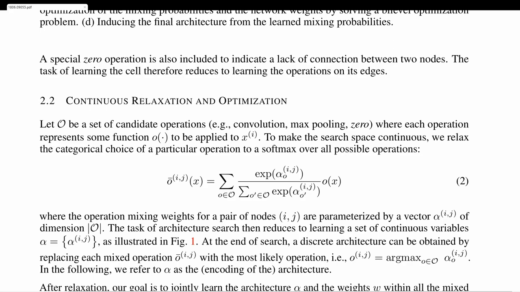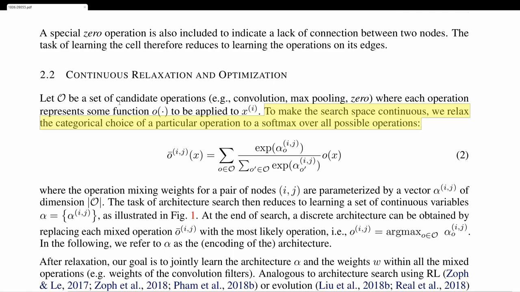2.2, continuous relaxation and optimization. Let O be the set of candidate operations, for example convolution, max pooling, zero, where each operation represents some function o to be applied to xi. So O is just the set of candidate operations. To make the search space continuous, we relax the categorical choice of a particular operation to a softmax over all possible operations. So to make the discrete into a continuous, we use the usual softmax.